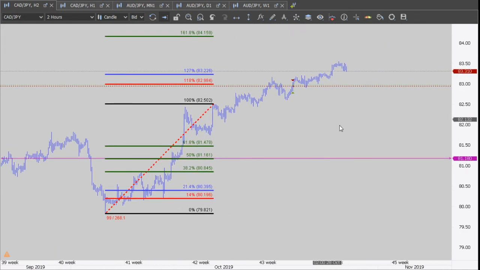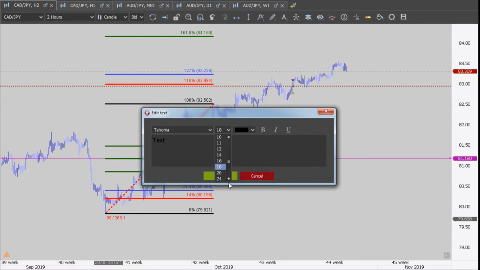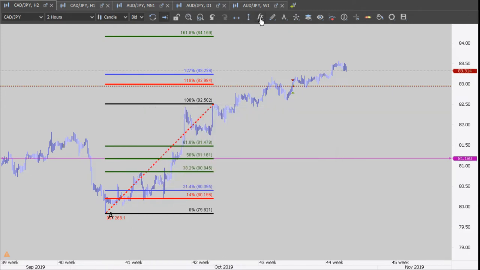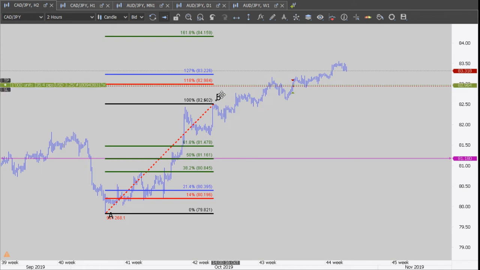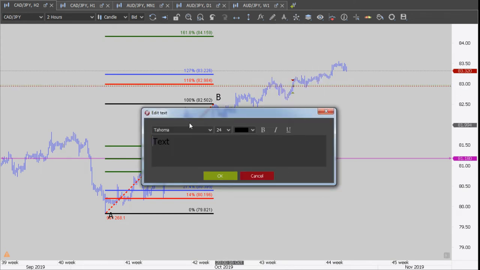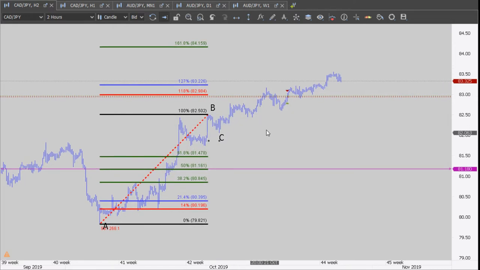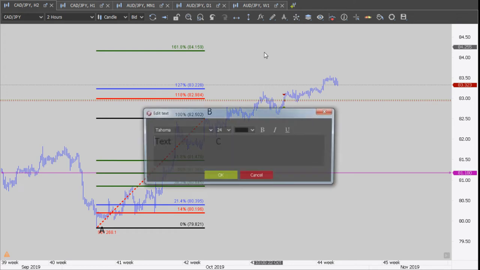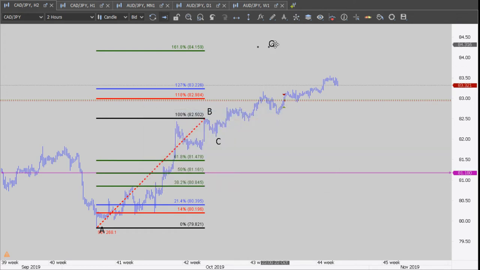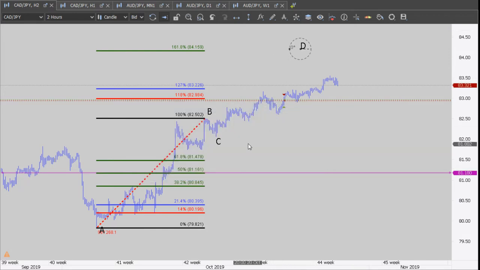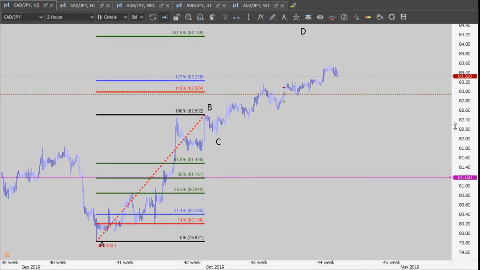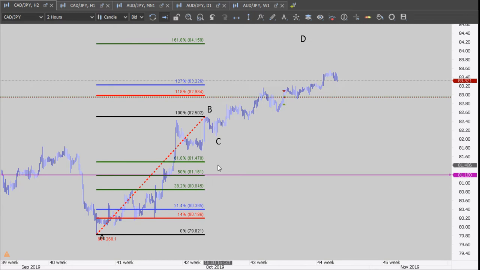So let's write down the letters. This is A. This is B, it's up here. This is C here, and the projected extension is up in here. There you go. Question number one, do we have a contrarian Fibonacci? And question number two, do we have a Fibonacci of confirmation?